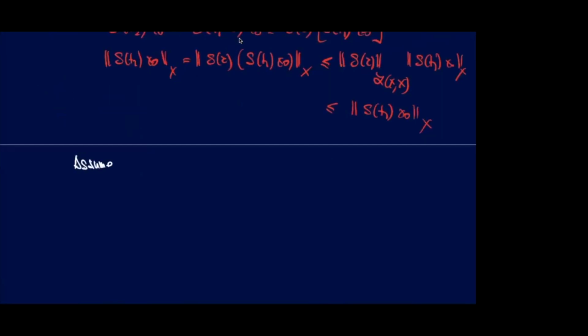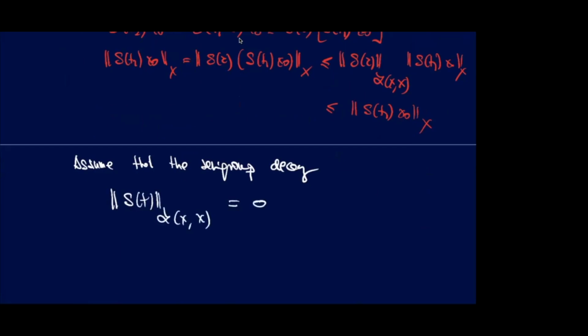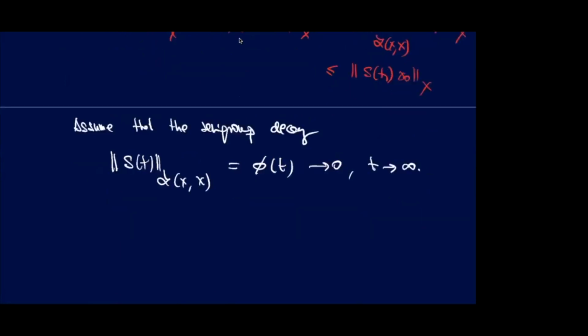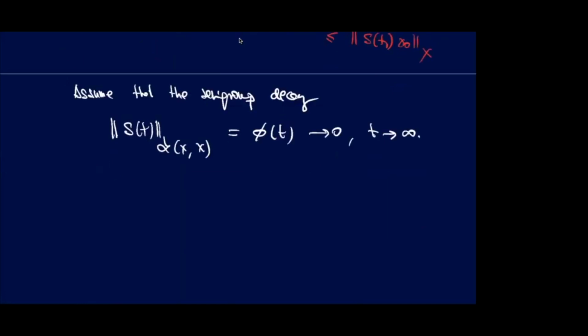Assume that the semigroup decays. So this means that the norm of the semigroup as a linear operator from X to X is equal to some function phi t that goes to 0 as t goes to infinity, right? Okay, this makes sense. Now, you agree with me that if phi t goes to 0 as t goes to infinity, then there exists some time capital T for which the norm of phi t, right?